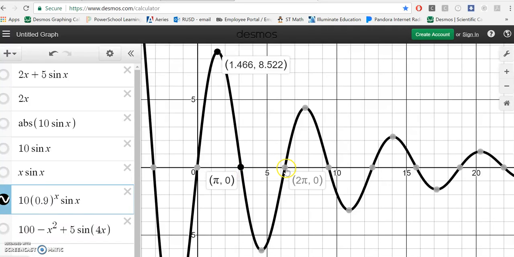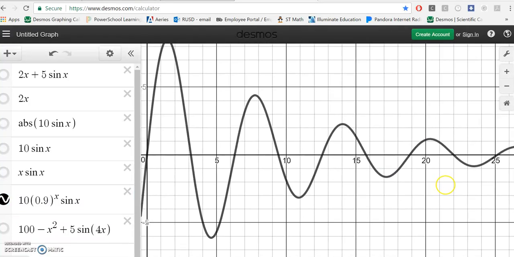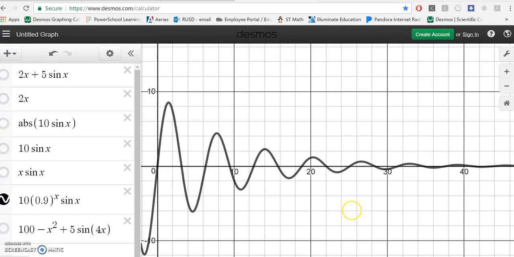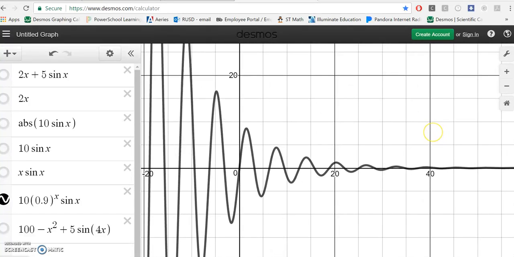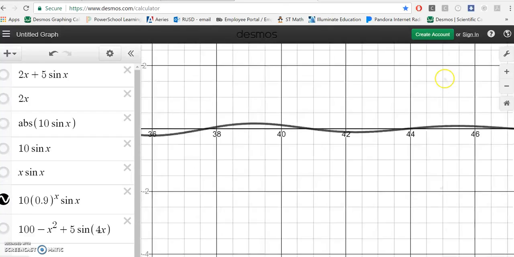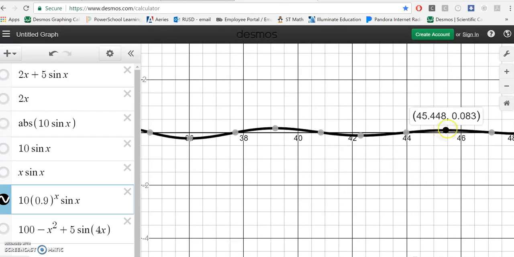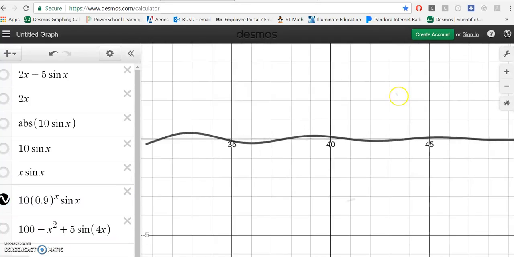We've got pi and 2 pi. But see how it's getting lower, and that's the exponential decay model, making it kind of taper off into nothing. Never quite gets to nothing. Like if we zoom back in over here, it's still bouncing around. But like this peak is not even, I mean, 0.8 is really, really small.